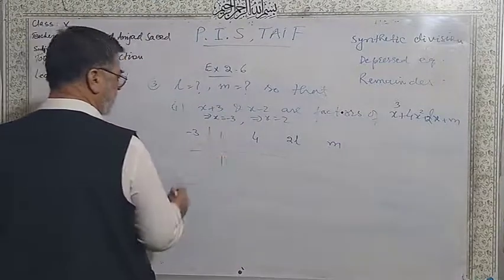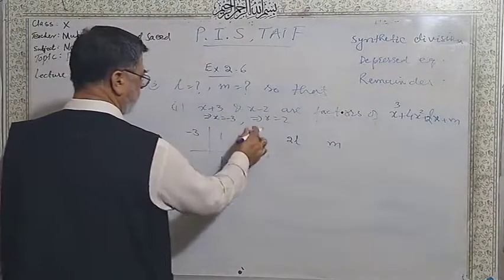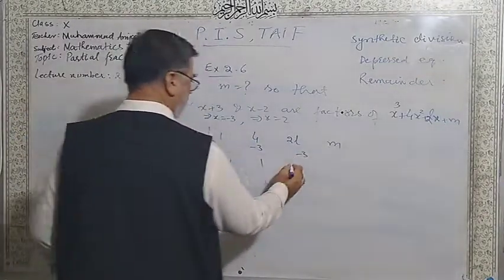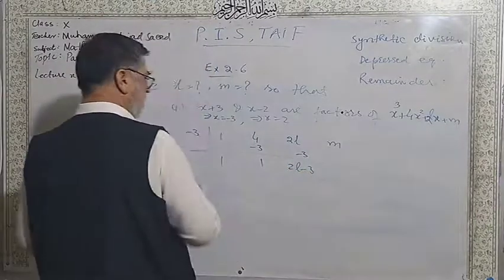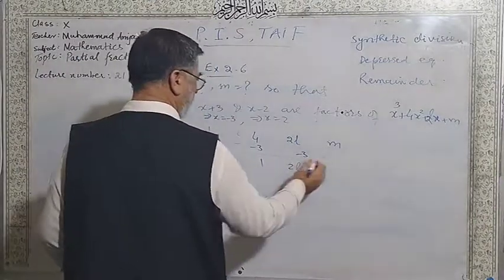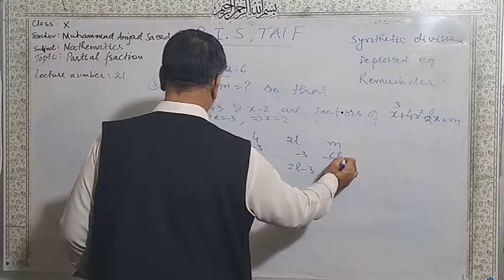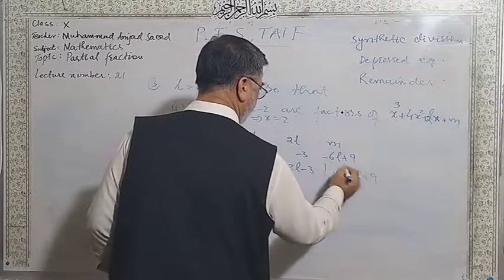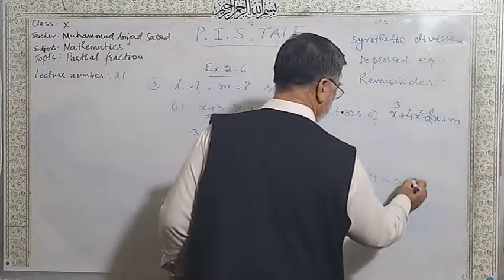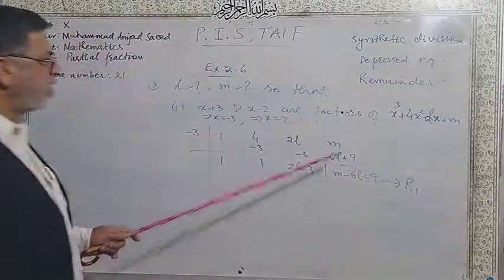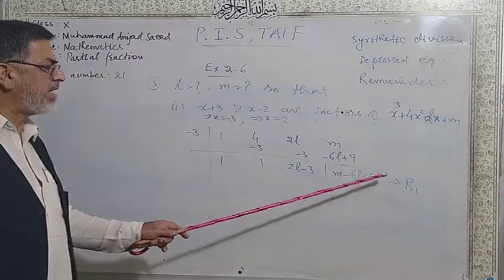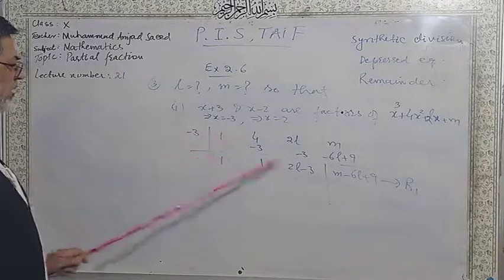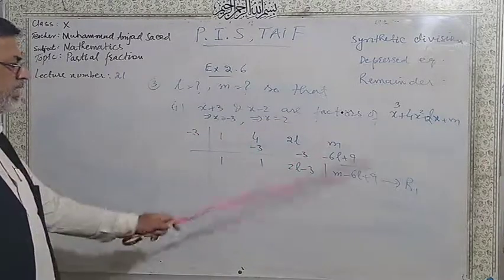Bring 1 as it is down. Minus 3, 4 minus 3 is 1. This is multiplied by minus 3. This is 2L minus 3. After that, multiply: minus 6L plus 9. Here is M minus 6L plus 9. This is R1, remember that this is your first remainder.